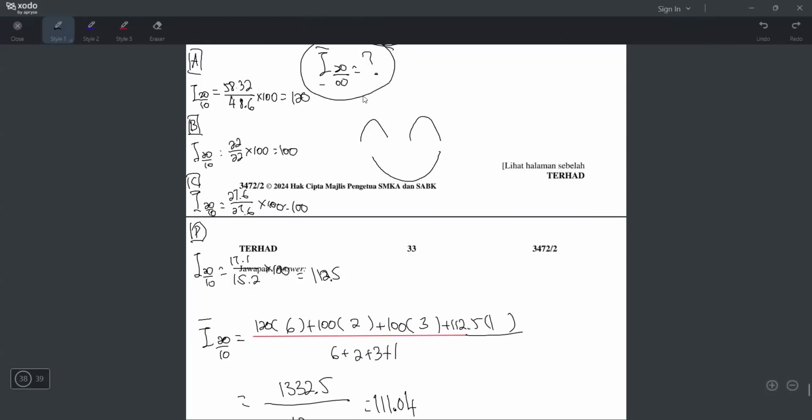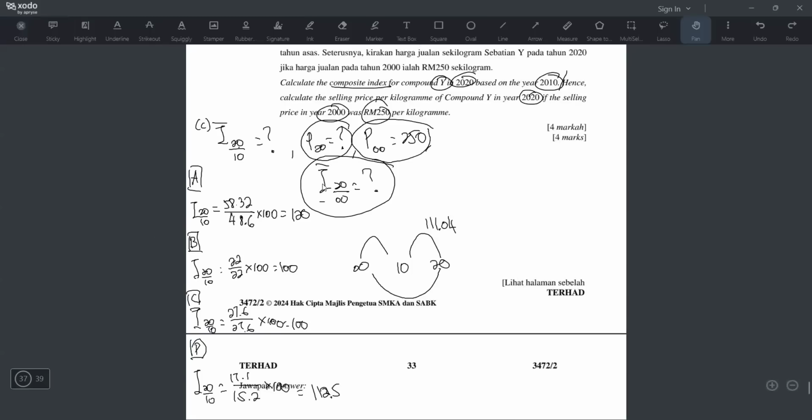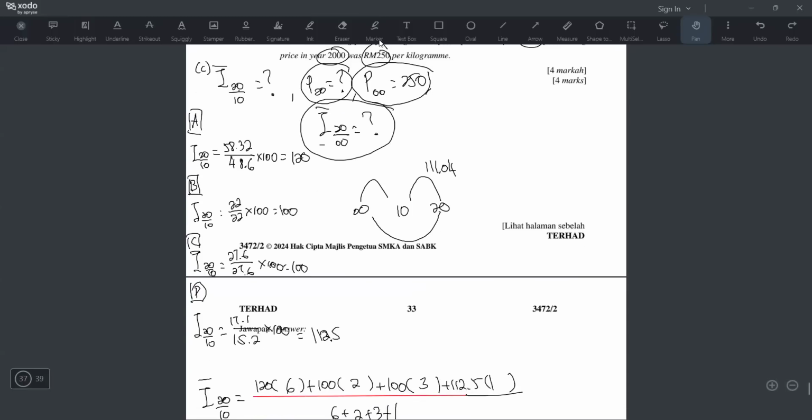Okay, so 2010, okay, 2020 and 2000. Okay, the 2010 punya composite is 111.04. And the reason why I masuk composite index is because I'm trying to find composite index also. Okay, so takkan lah, if you want to find a composite index, then you masuk composite index also lah. Okay, the composite index I want is 2020 or 2000, which is this one lah. I want to find this.